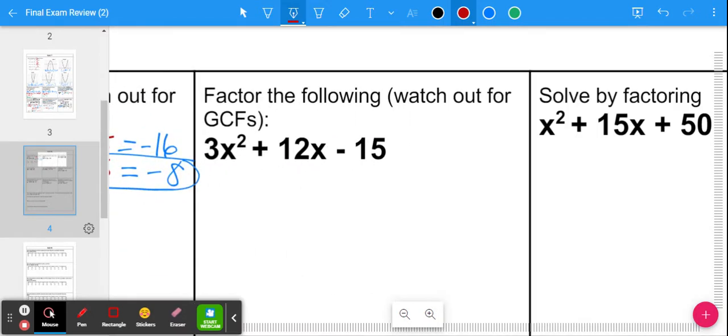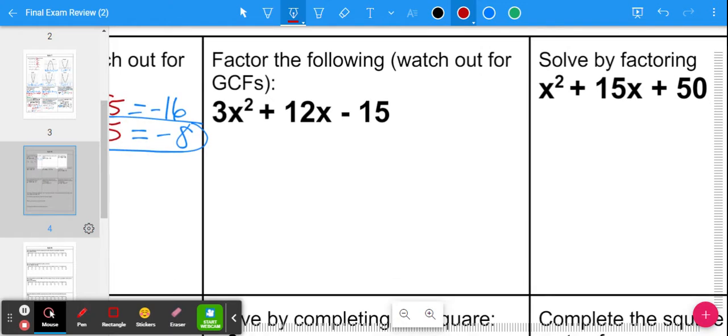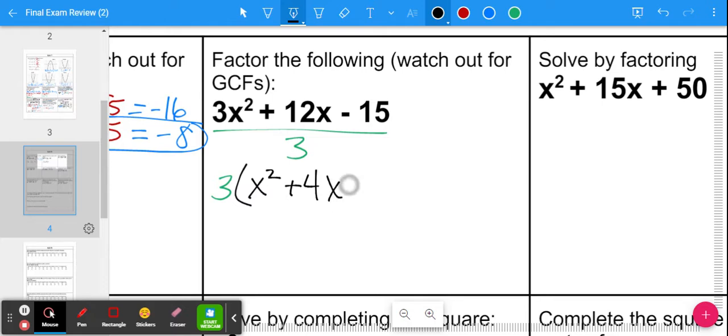The next one says factor the following and watch out for GCFs, so greatest common factors. So I look at this and I have 3, 12, and negative 15 as the numbers. So I notice that I can factor out a 3 out of each of those things. So I bring down my 3 and I'm left with 3x squared divided by 3 is just x squared. 12x divided by 3 is 4x. And negative 15 divided by 3 is negative 5.